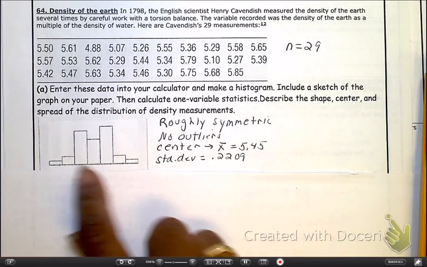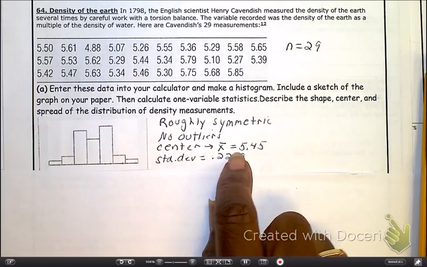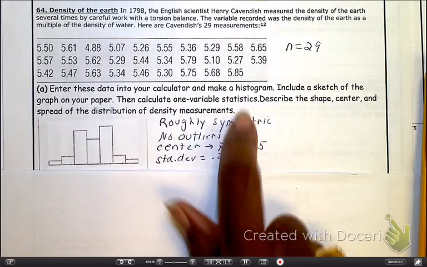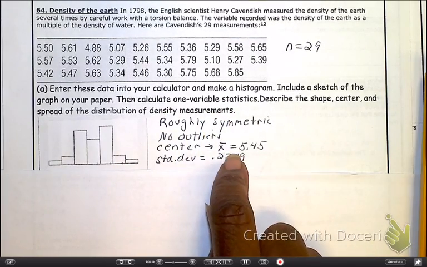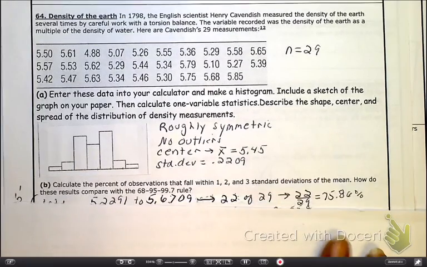So yeah, we can see it's roughly symmetric. We don't appear to have any outliers. I went to 1-Var Stats, one variable statistics, to find out my mean and my standard deviation. Which takes me to my next question.